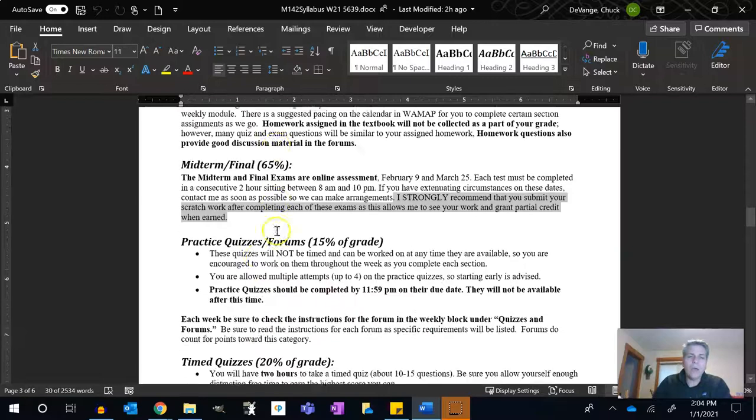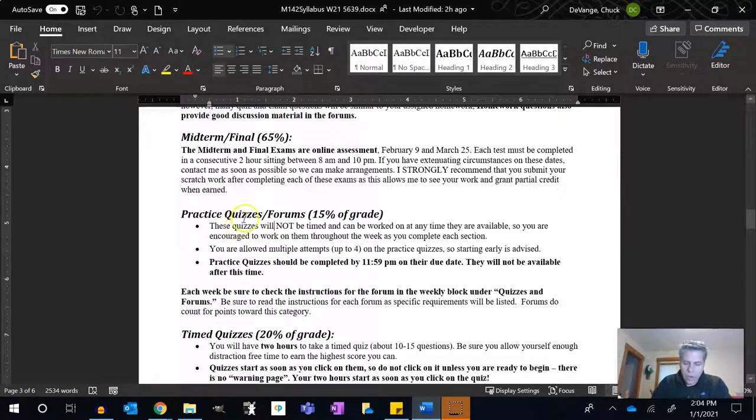So that's the midterm and final category. We have another category that's called practice quizzes and forums. Practice quizzes, they're not timed. You get 4 tries on each question with some feedback on them. And they do need to be done by 11:59 on their due date. You can always do them earlier. And if you miss one, you can use one of your late passes to get it done.